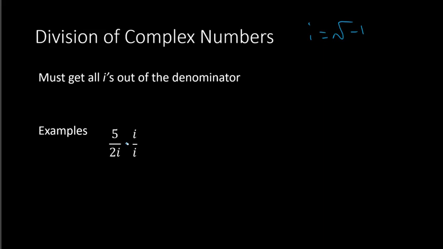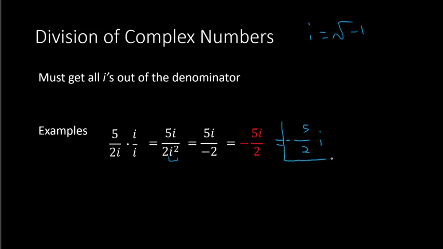So in the numerator, we would have 5i. The denominator would be 2i squared. And remember, i squared is negative 1. So we have 2 times negative 1, which is negative 2. So our answer is going to be negative 5i over 2. And we actually probably should write this with the i on the outside, so we have negative 5 over 2 times i.